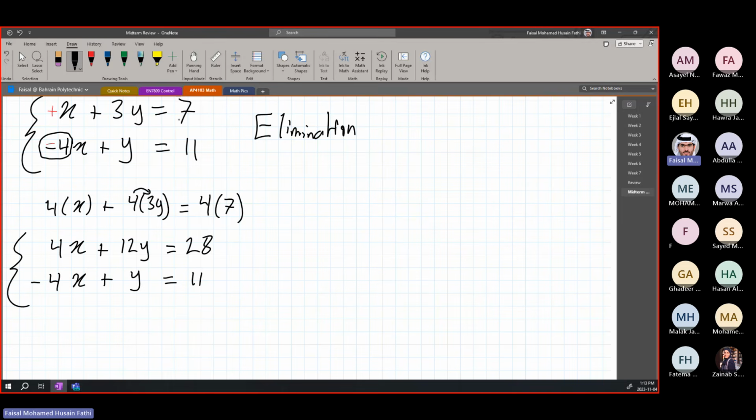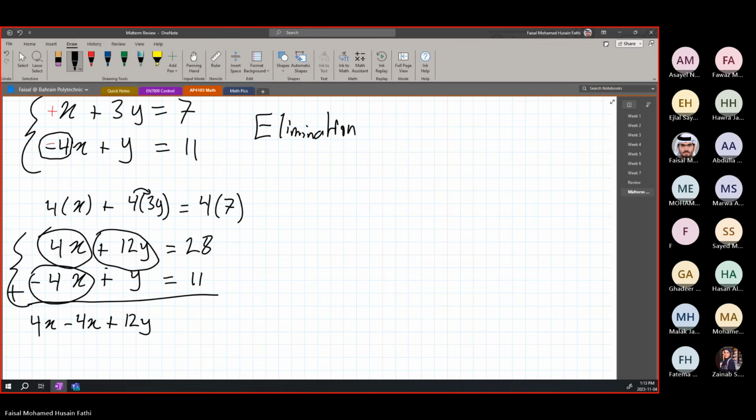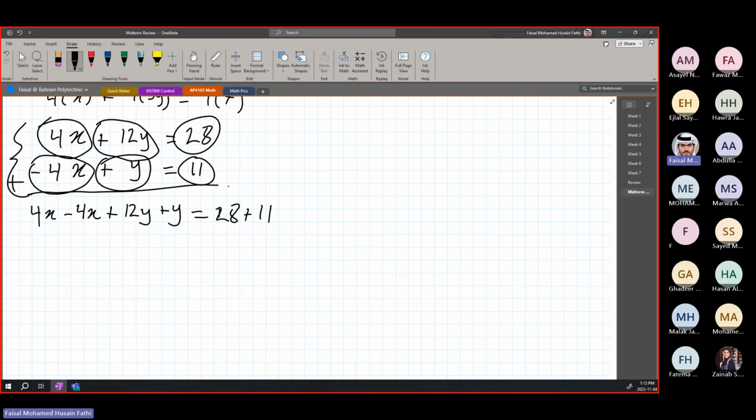We have our two equations now, all ordered, all the signs are correct. So step by step, we just write them down. We're going to add everything. So 4x minus 4x. We're just writing it down directly with the signs. And then plus 12y plus y is equal to, there's an equal sign, so equal to plus 28, which is just 28, plus 11, which is just plus 11. And now we simplify. 4x minus 4x will be equal to 0. So this is 0 plus 12y plus y is 13y. And 28 plus 11 is 39.